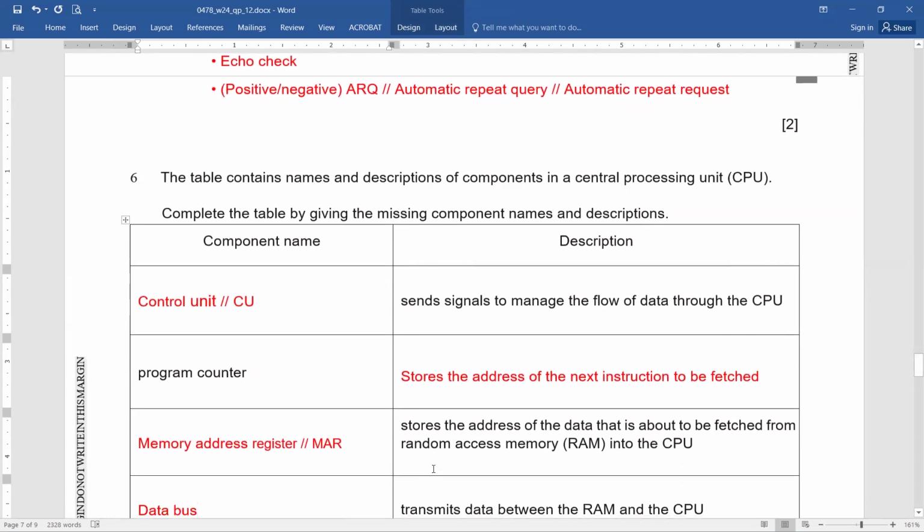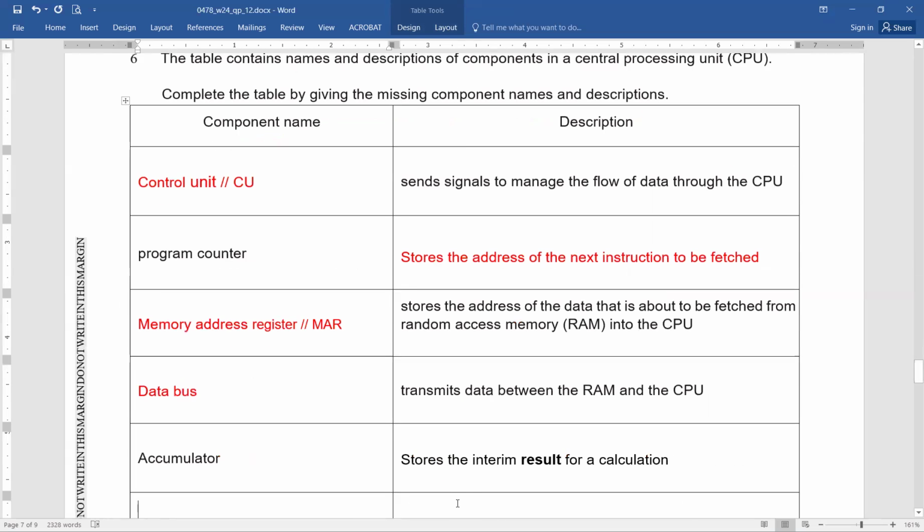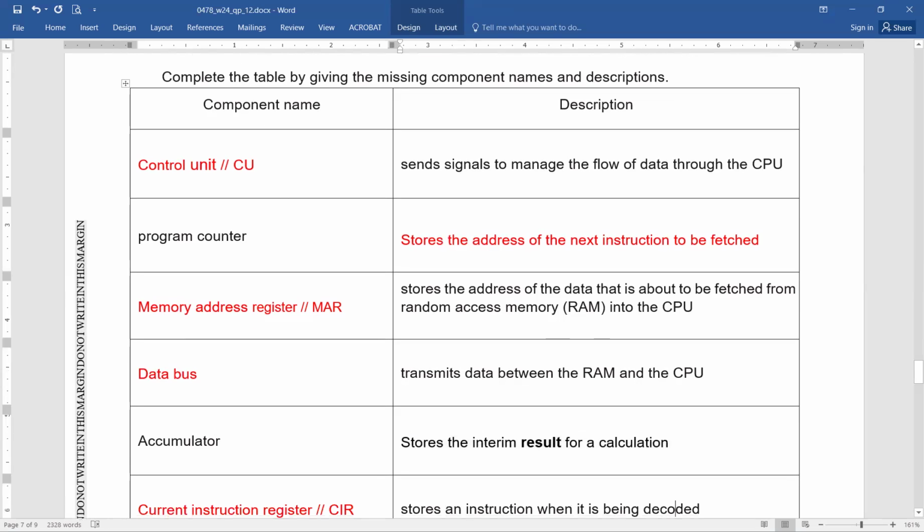Now the fourth one, transmits data between the RAM and the CPU, that is your data bus. And stores the result: accumulator is going to be stores the result, interim results for a calculation. So that is your answer for accumulator. What is accumulator doing? It is there to store the result of the calculations.